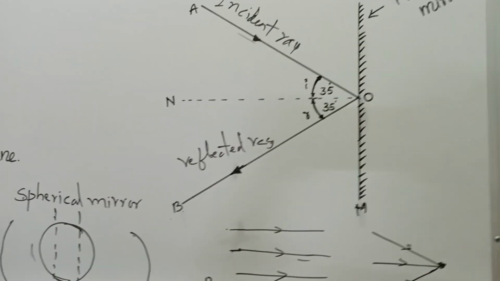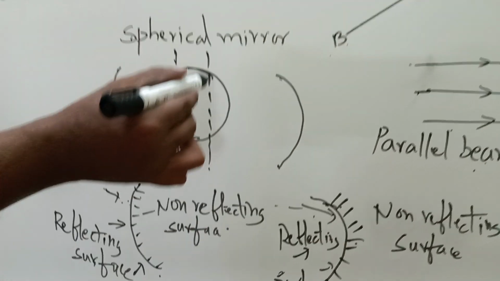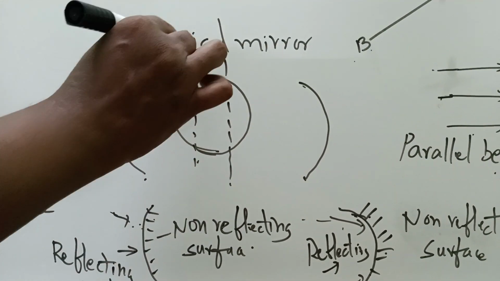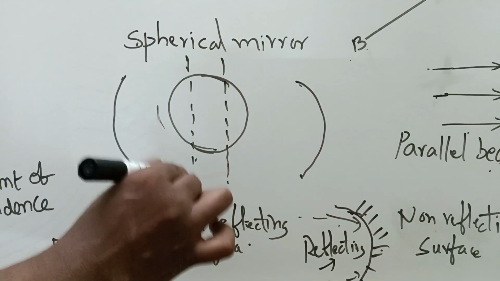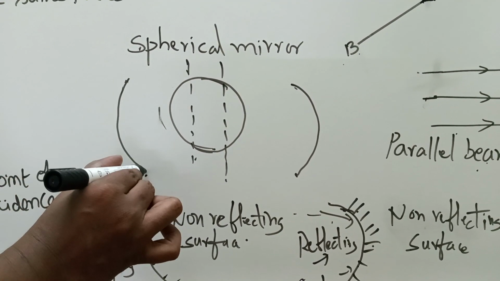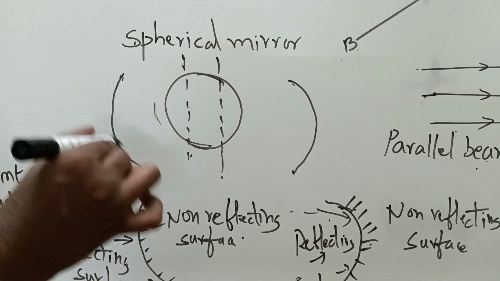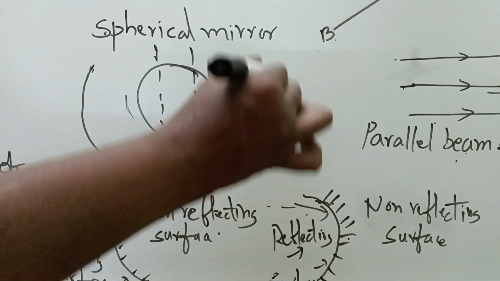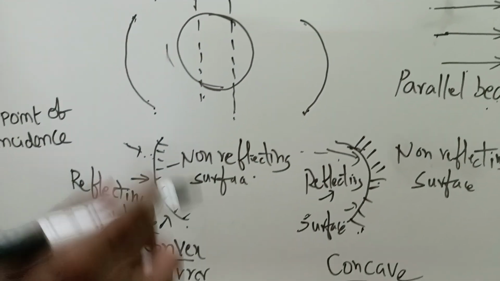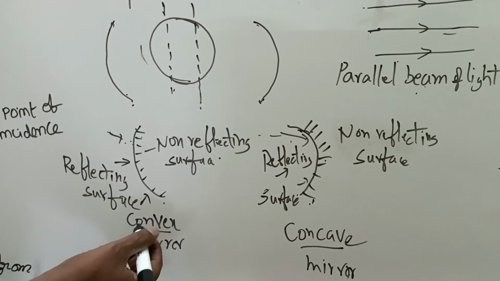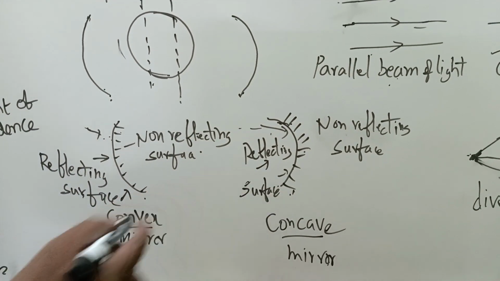Coming to spherical mirrors. Consider a hollow spherical glass. If you make a cut in it, or slice it like this, we get a part of the sphere, which is called a spherical mirror. Here also, if we cut here, we get another part of a mirror. And now coming to the types of mirror, there is the convex mirror and the concave mirror.